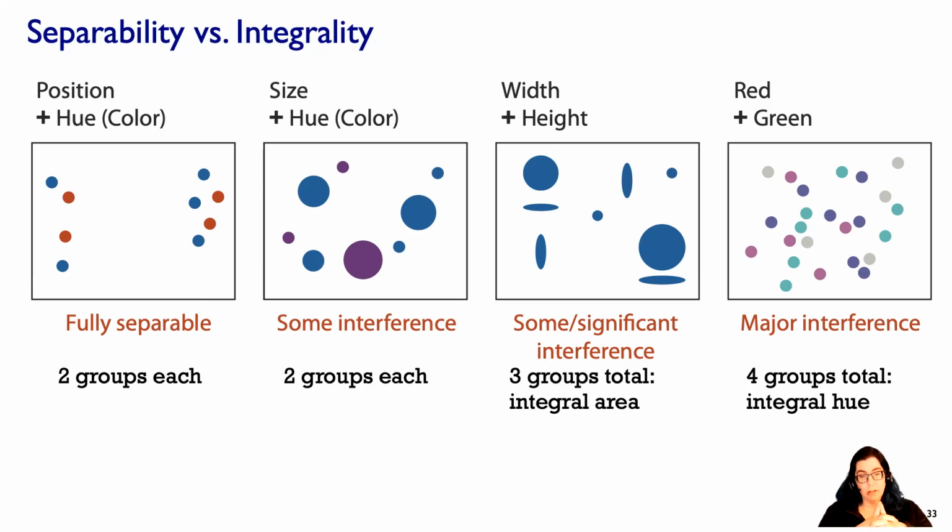So, we'll talk more when we get to color about why you shouldn't try to color code in this way. But the more general point I want you to walk away with is remembering that these channels are not necessarily independent. There's a lot of situations where they have some partial or some significant interference. And so we're going to have to think about that as we discuss visual encoding.